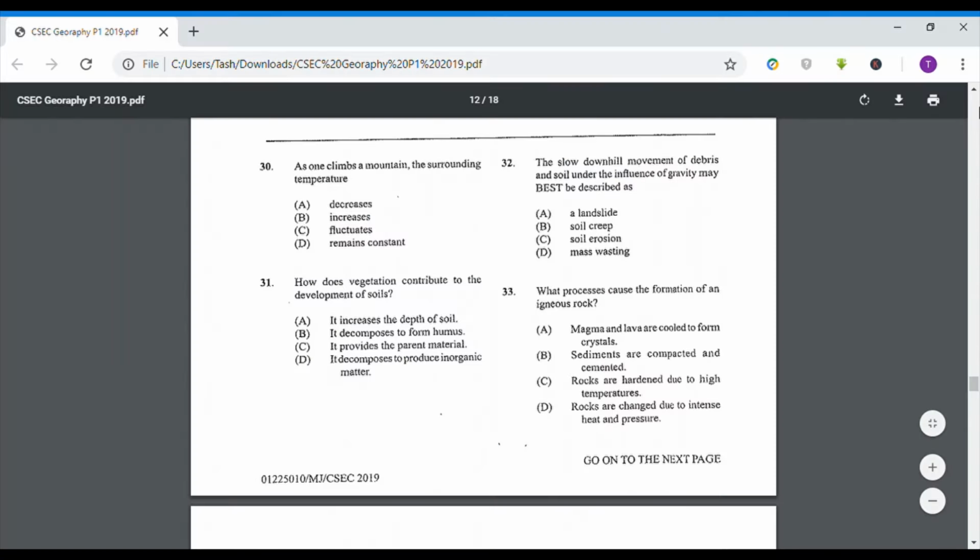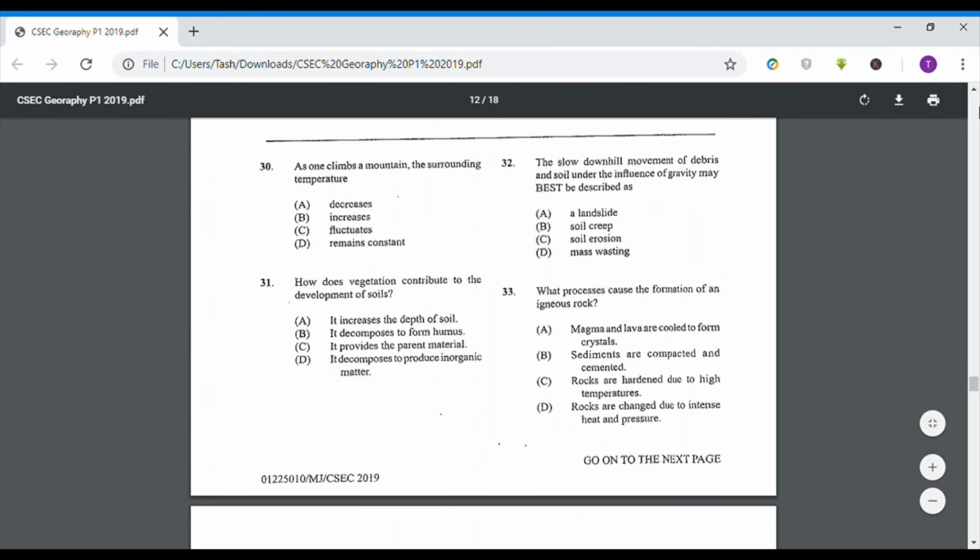Alright, so we're at number 31. The question says, how does vegetation contribute to the development of soils? A, it increases the depth. B, it decomposes to form humus. C, it produces the parent material. D, it decomposes to produce inorganic matter. The answer here is going to be B, it decomposes to form humus.